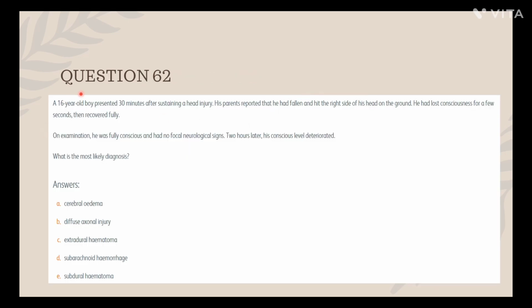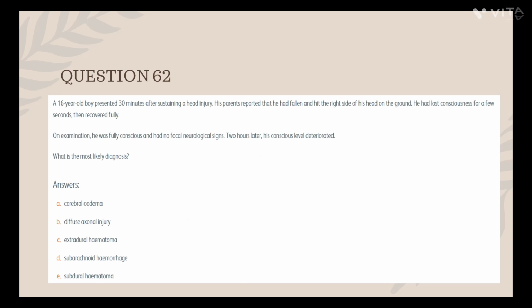Next question: a 16-year-old boy presented 30 minutes after sustaining a head injury. His parents reported that he had fallen and hit the right side of his head on the ground. He had lost consciousness for a few seconds, then recovered fully. On examination, he was fully conscious and had no focal neurological signs. Two hours later, his conscious level deteriorated. What is the most likely diagnosis?